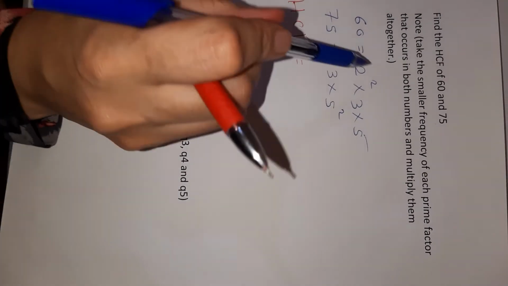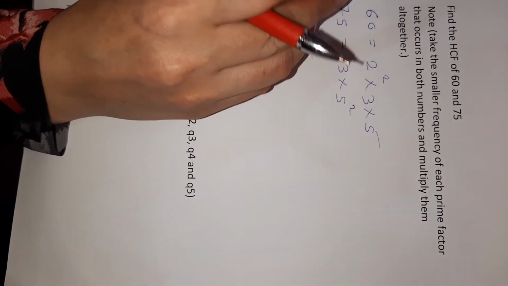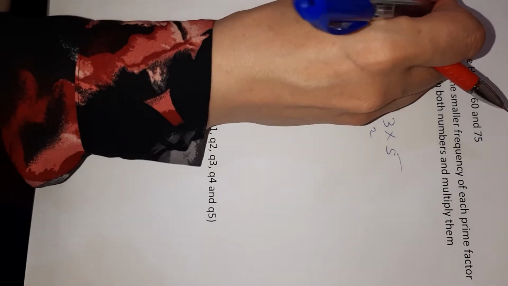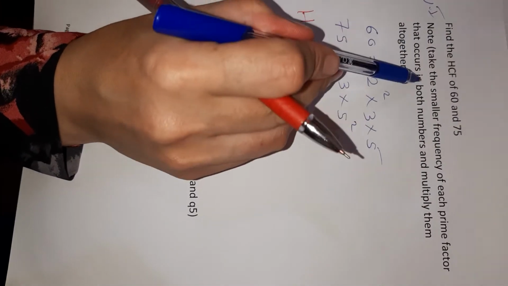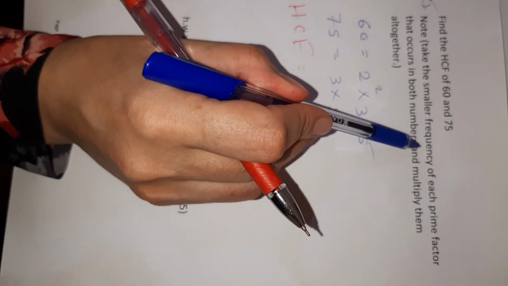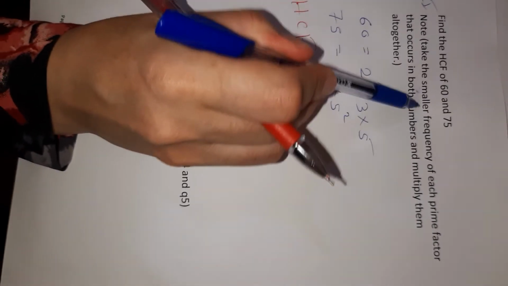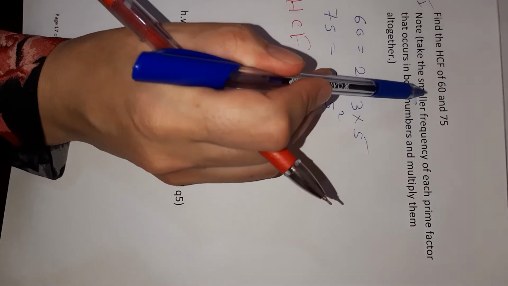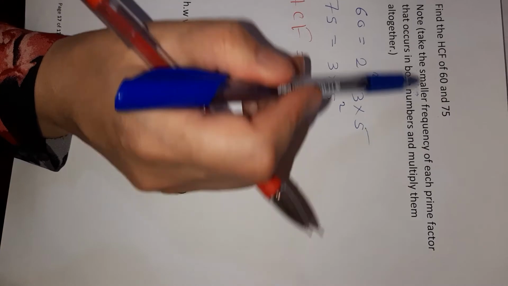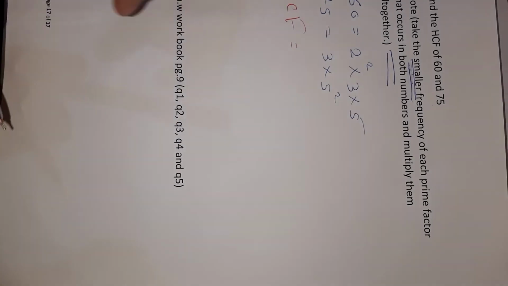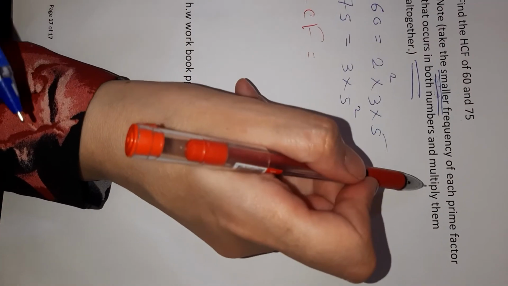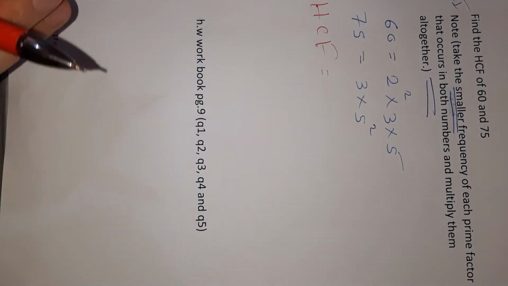By using this note. Take the smaller, very important. Take the smaller frequency. To find the LCM, find the larger; here, find the smaller frequency of each prime factor that occurs in both, in both and the smaller. Very important. And multiply them all together.